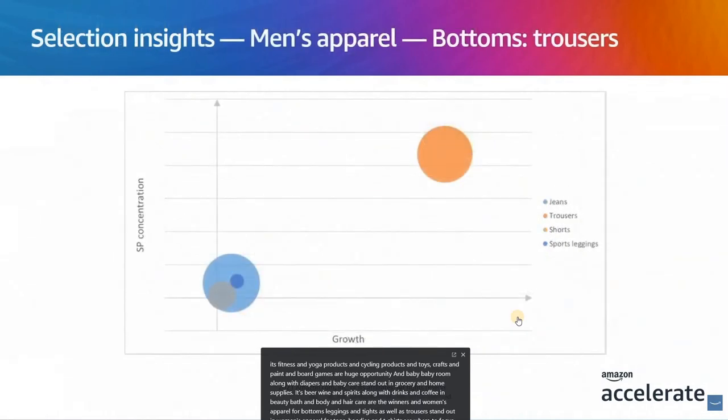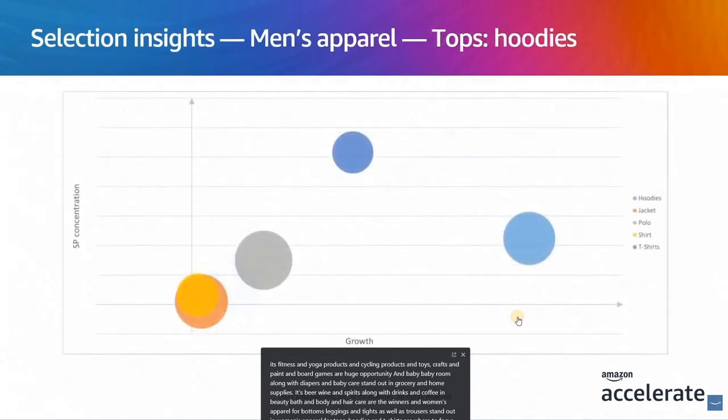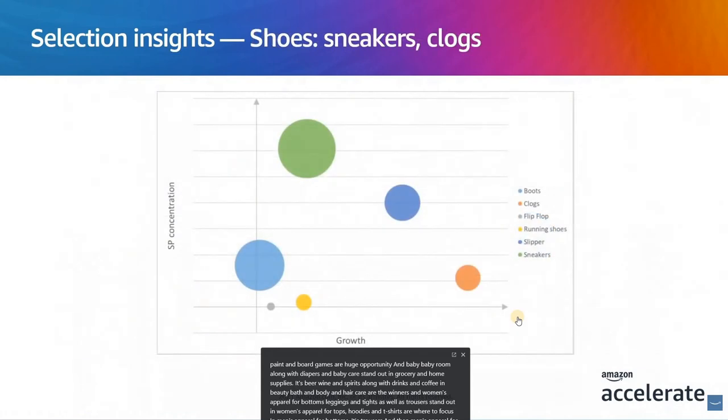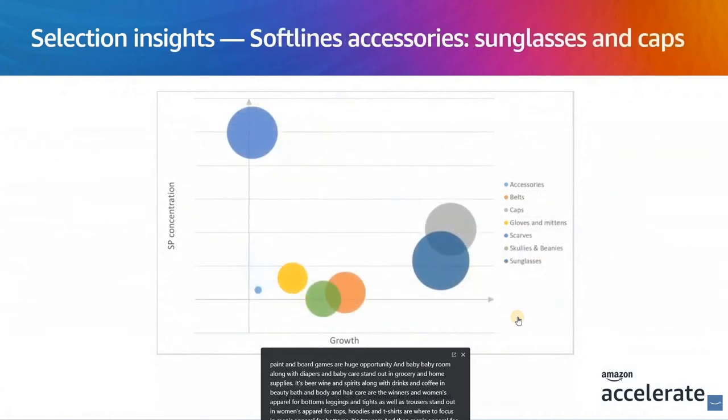In men's apparel for bottoms, it's trousers. And in men's apparel for tops, it's hoodies. In shoes, sneakers and clogs stand out. And finally, we have soft lines accessories where sunglasses and caps show the greatest promise. Hopefully, these insights will help guide your research on the EU stores.